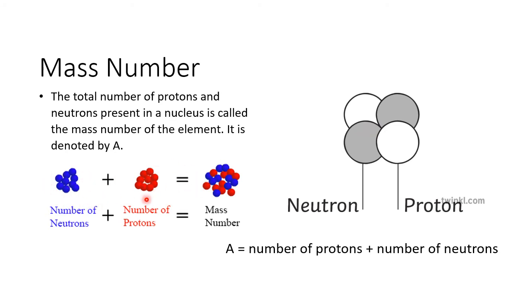So here I've just generalized. This blue one denotes your number of neutrons. The red denotes your number of protons. Collectively, they are known as your mass number. The total number of neutrons and protons is known as the mass number. Fine.